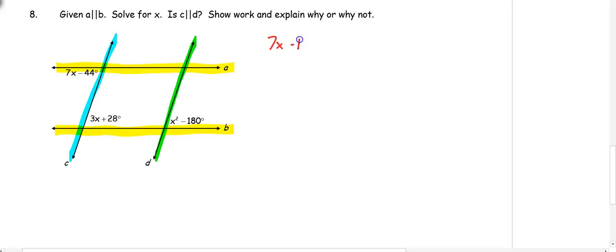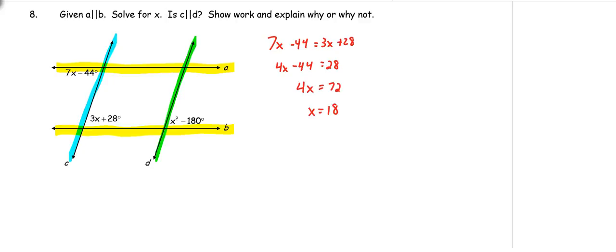So 7x minus 44 is equal to 3x plus 28. So I'm going to subtract 3x from both sides, and then I'm going to add 44 to both sides. So I get 4x is equal to 72, and then divide by 4, so x is 18.